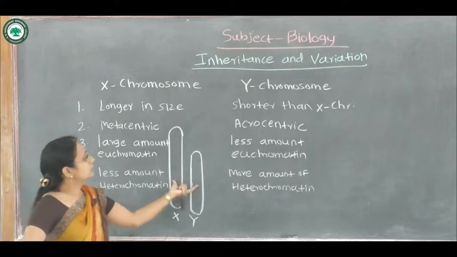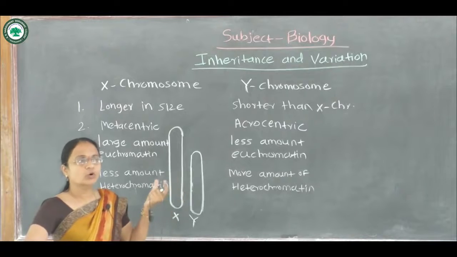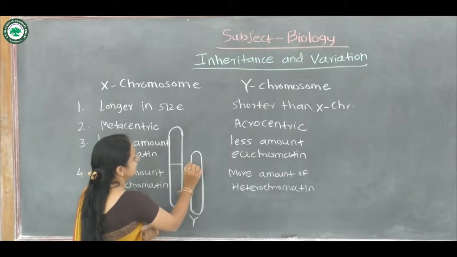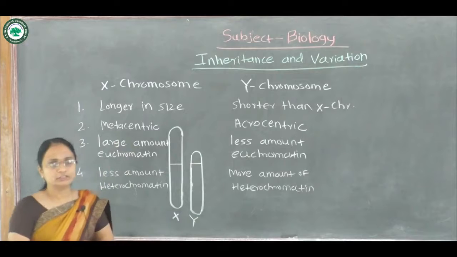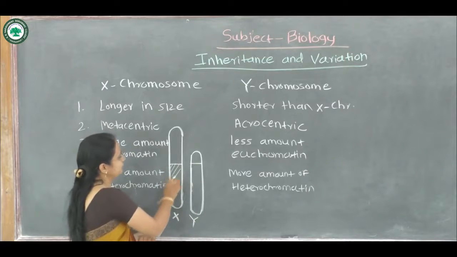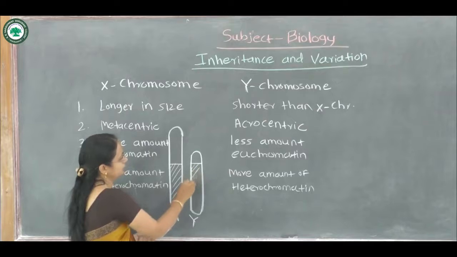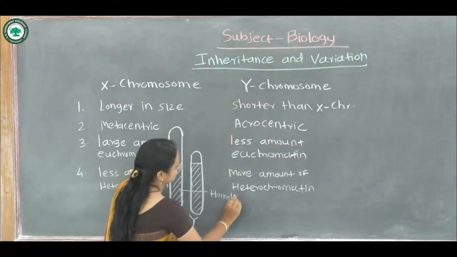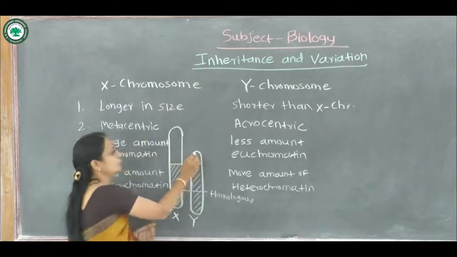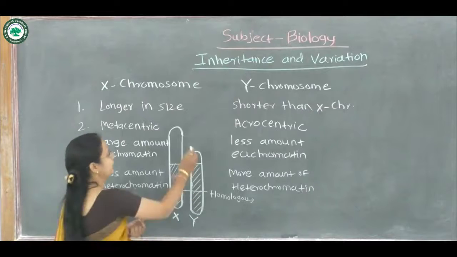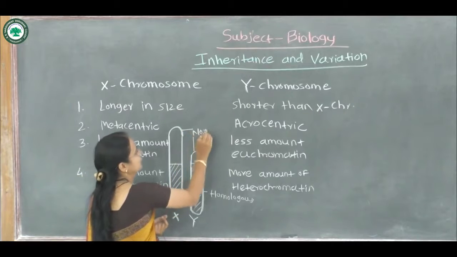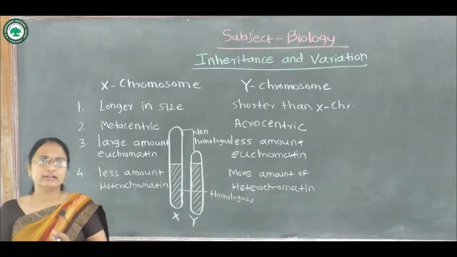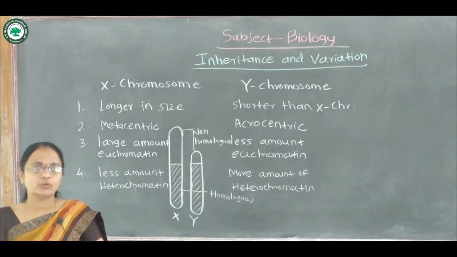Here both chromosomes show homologous as well as non-homologous regions. Some part of them has similar genes, means some part has the same shape and size. Therefore, this region is known as a homologous region, and where the alternative pair of the allele is absent, this region is known as a non-homologous region. This is about the difference and structure of the X and Y chromosome.